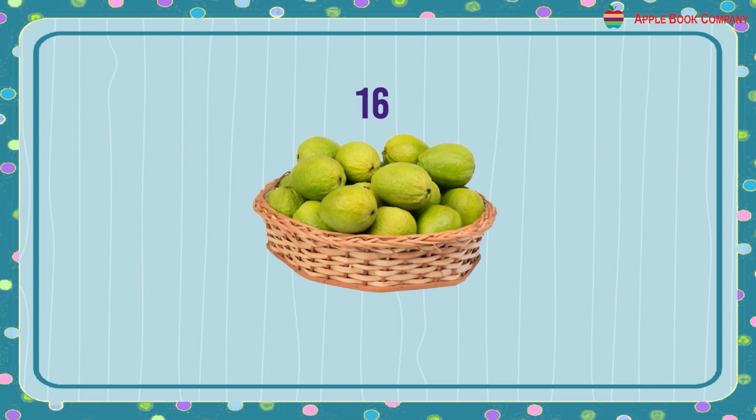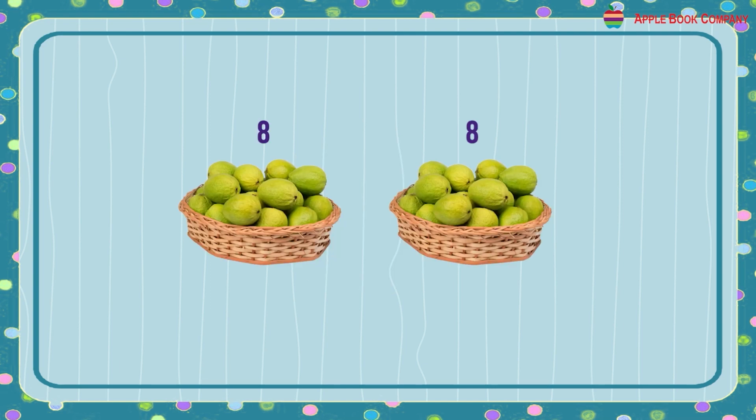So problem number 3. There are 16 guavas in a basket and half of them are ripe. The number of ripe guavas in the basket is, divide the 16 guavas into 2 parts. Yes, the answer is 8.